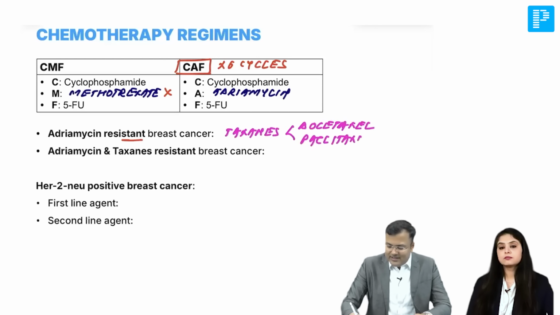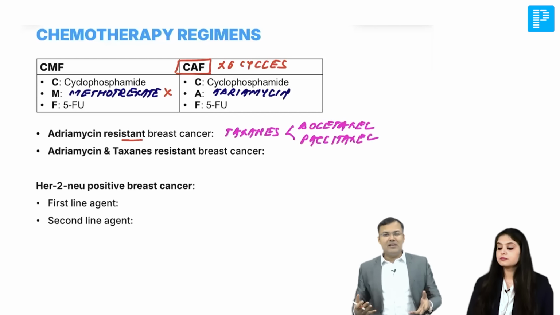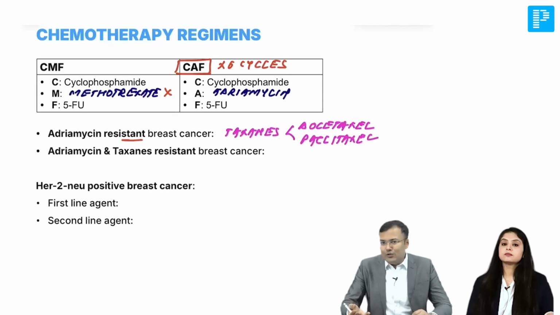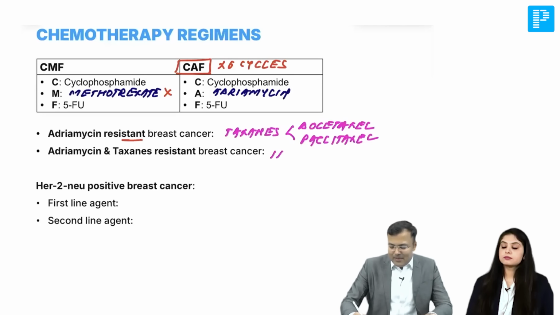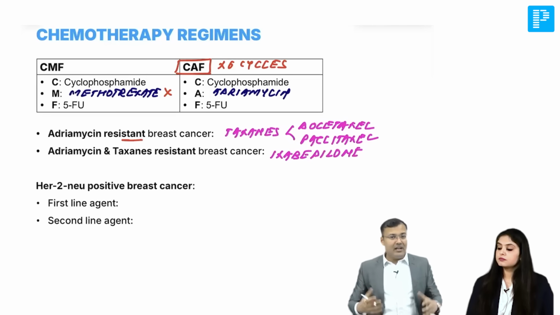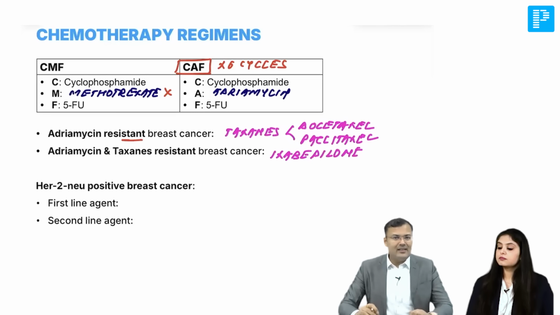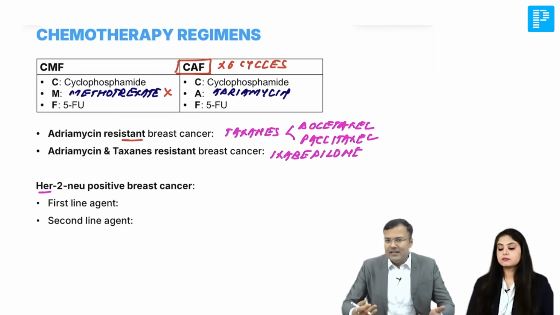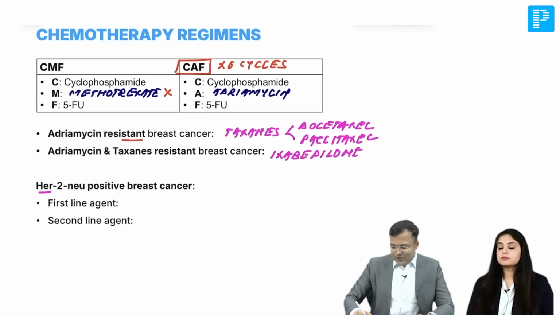Easy. Next, imagine patient is having resistance to both adriamycin also, taxane also. In that case, we are giving ixabepilone. So guys, we are giving ixabepilone. Relatively, it's a new drug. And if patient is having HER2 neu positive breast cancer, we give HER. HER means Herceptin. And what is the other name of Herceptin? Trastuzumab. So the first line agent we give is Herceptin.